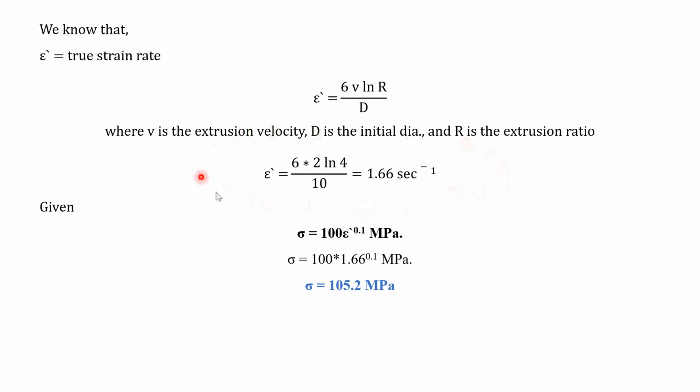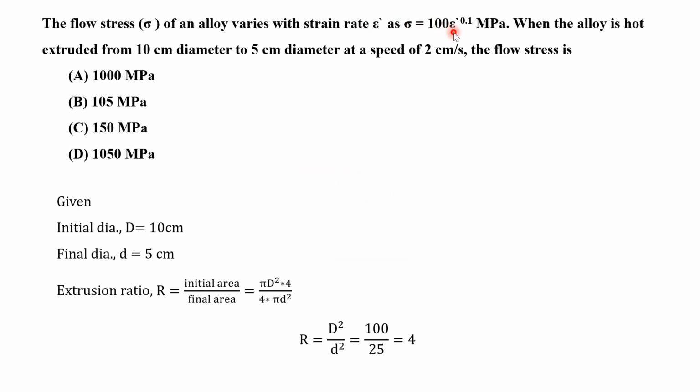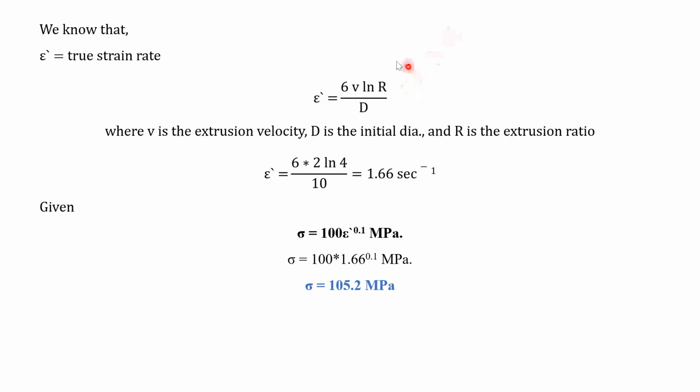So once you have got this equation for strain rate, then we have to substitute in what is given to us. Normally epsilon we have to use directly, but in our case instead of epsilon we are using epsilon dot, that is the strain rate. So instead of true strain we are using true strain rate. So this equation for true strain rate you have to memorize. So once you know the equation for true strain rate, you can substitute in what is given to you in the question. Sigma is equal to 100 epsilon dot power 0.1. So we have calculated our epsilon dot over here, and once you substitute you will be getting 105.2 MPa.